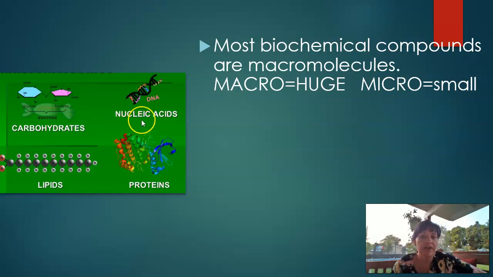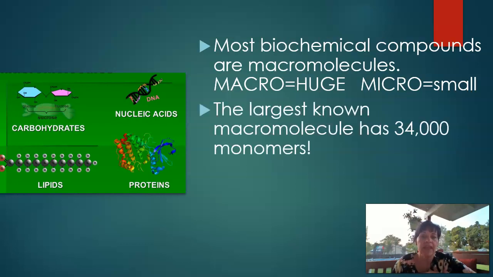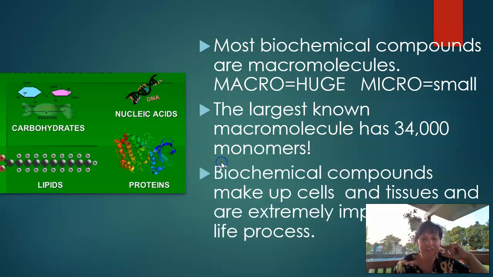Most biochemical compounds are macromolecules. Macro means huge, micro means small. So these are mostly macromolecules. And the largest known macromolecule has 34,000 monomers, and that is DNA. So 34,000 monomers. Crazy to think about how extensive that is.